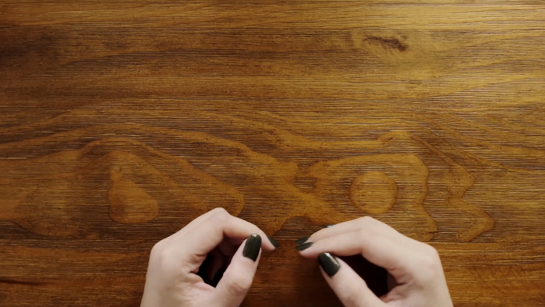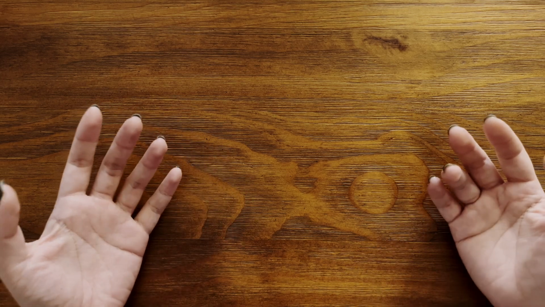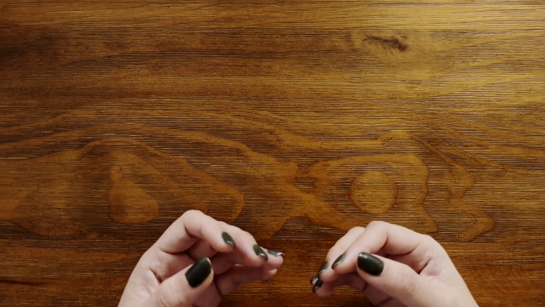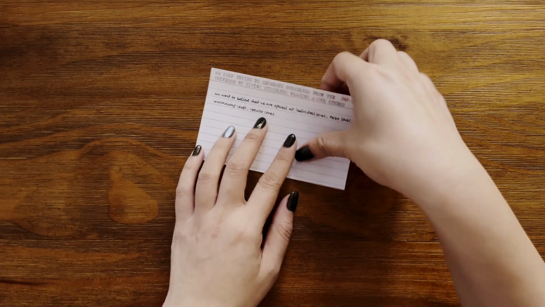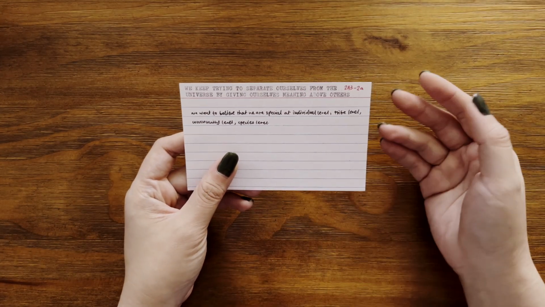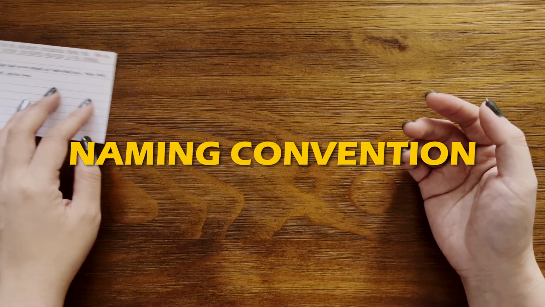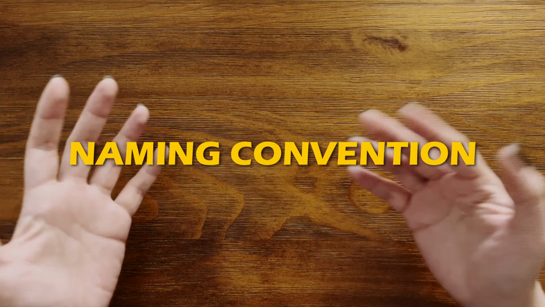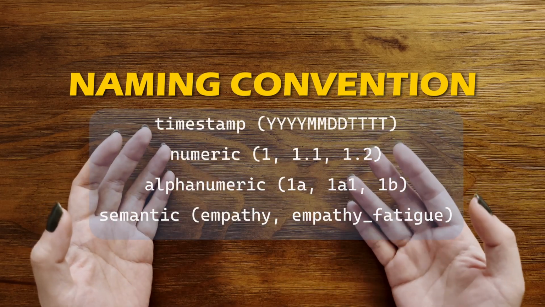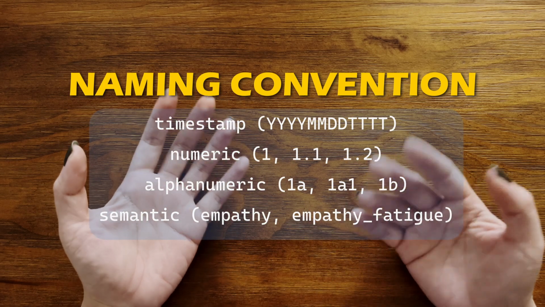We are continuing our Zettelkasten 101 series today, and let's talk about the backbone of a Zettelkasten system, address and index. Address is the unique identifier you assign to each of your nodes, and it also provides a framework for organization. Your address will follow a naming convention that could be a combination of components, such as timestamps, numeric, alphanumeric, or semantic. Each component has its strengths and limitations.